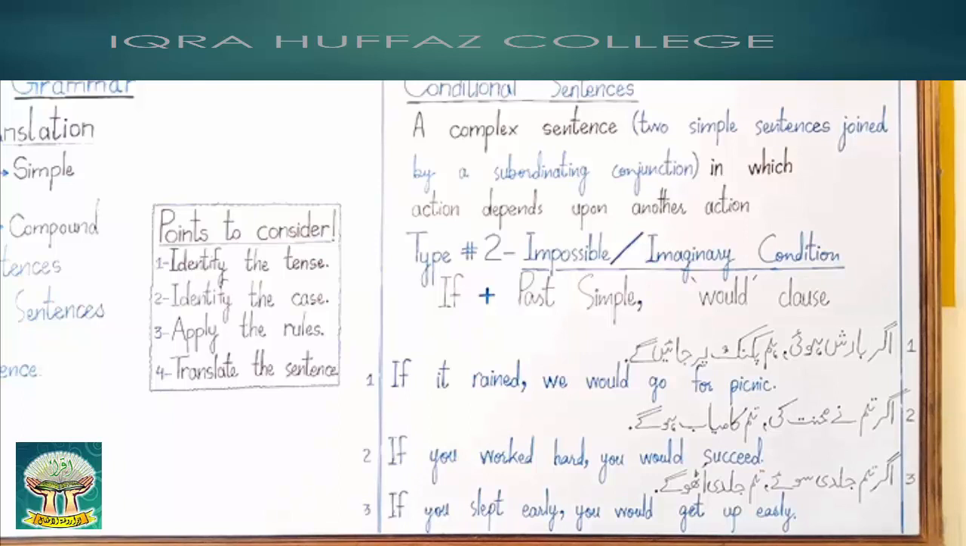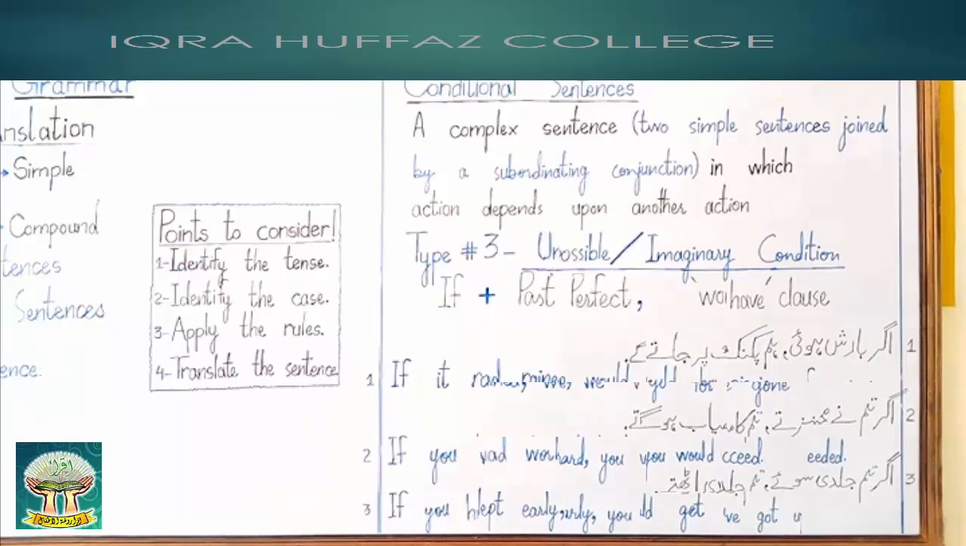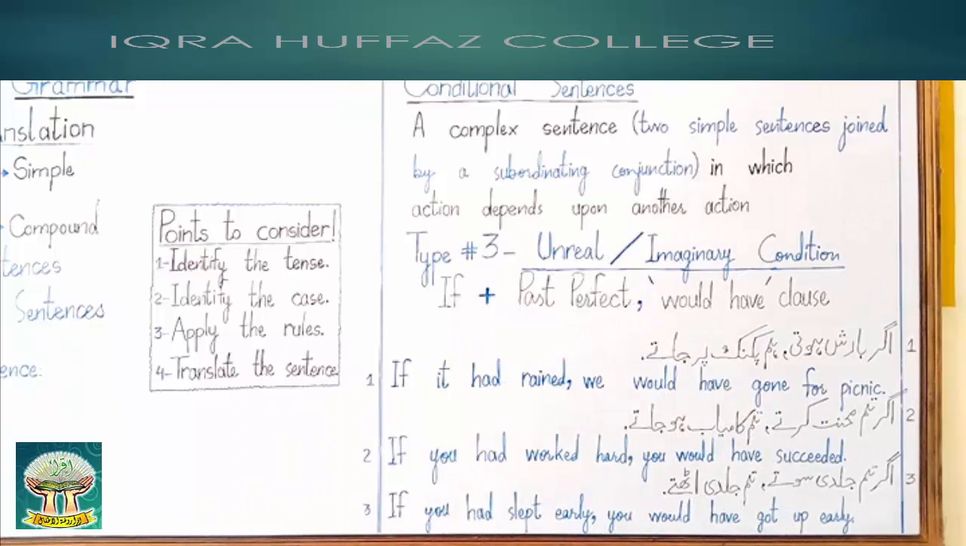Now let's go through the examples of type number 3. Now here you can see type number 3. Remember the formula if plus past perfect and then would have clause. With would have we always use past participle form, which means third form of verb. Sentence number 1, अगर बारिश होती हम पिकनिक पर जाते. If plus past perfect. If it had rained, past perfect, we use past participle form with had as an auxiliary verb. If it had rained, we would have gone for picnic.